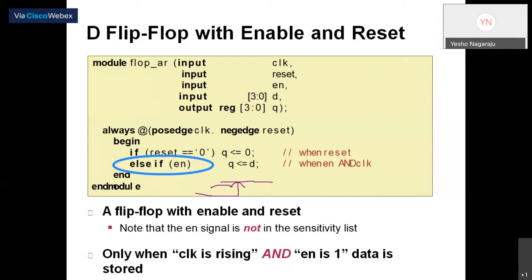The major difference is that enable is not in the sensitivity list. Only when the clock is high, if the circuit is enabled during that time, then only Q gets D. That's it. It's like the behavior of an AND gate: both the clock and enable should be high. Then only Q gets D, which means the data gets registered.